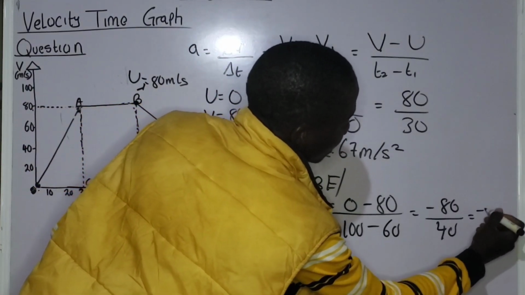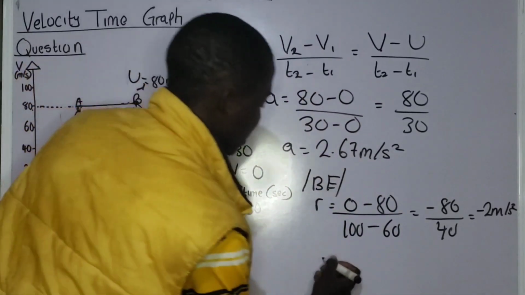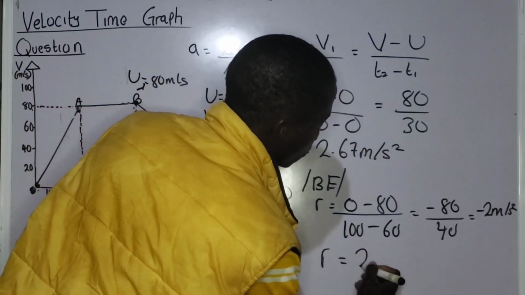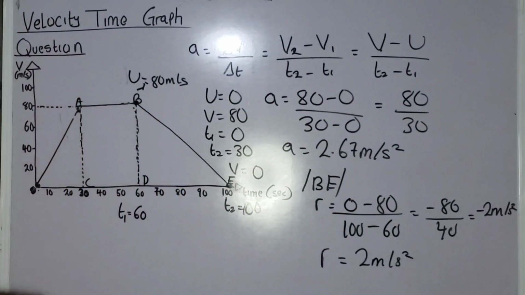You understand? That is what? Negative 2 meter per second squared. But we are going to take the magnitude. So retardation equals to 2 meter per second squared. Do you understand? So we've determined the acceleration and the retardation. Now let us determine the total time taken for the journey.